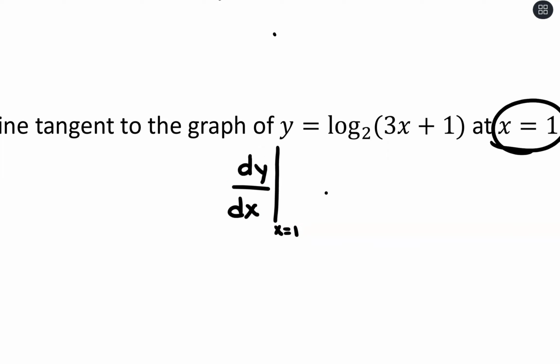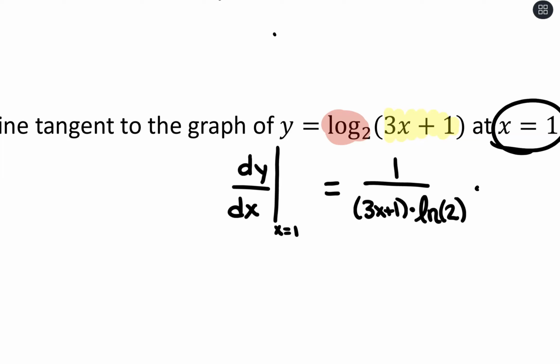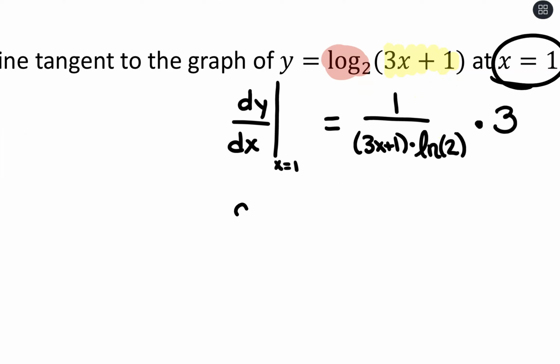So what we could do with this is then evaluate the derivative. So log base 2 is our outside function. Inside function, we have a 3x plus 1. So derivative of the outside tells me to take 1 over my input, which we're keeping as 3x plus 1, times the natural log of the base of 2, times the derivative of 3x plus 1, which is 3. And then what we're going to do is evaluate this at x equals 1.